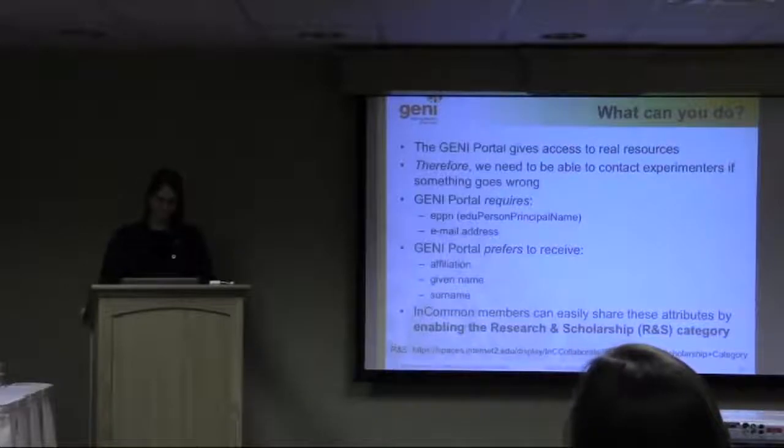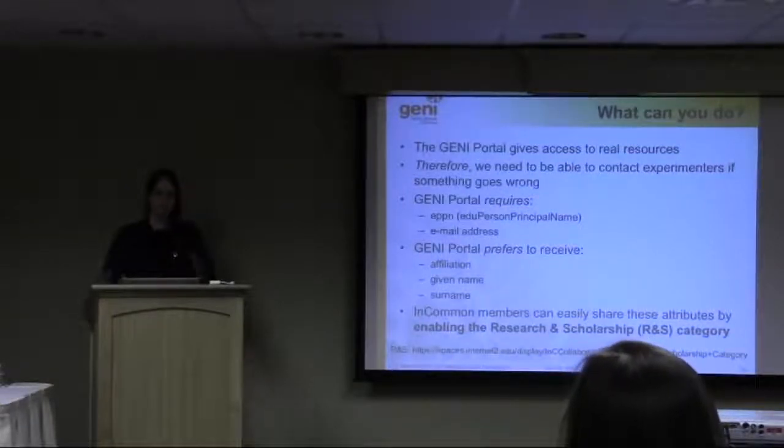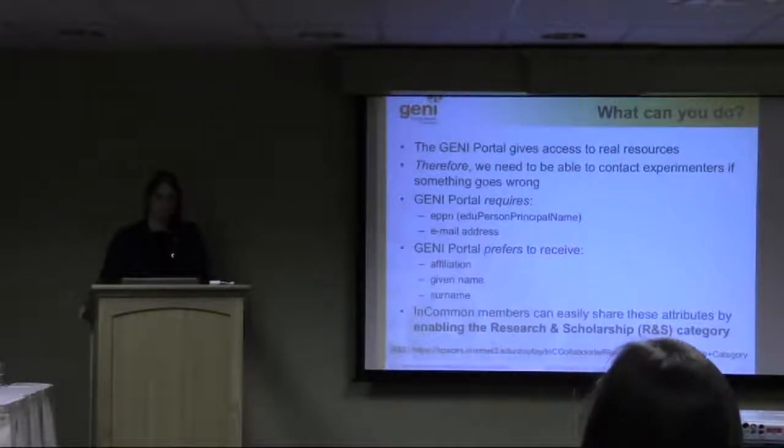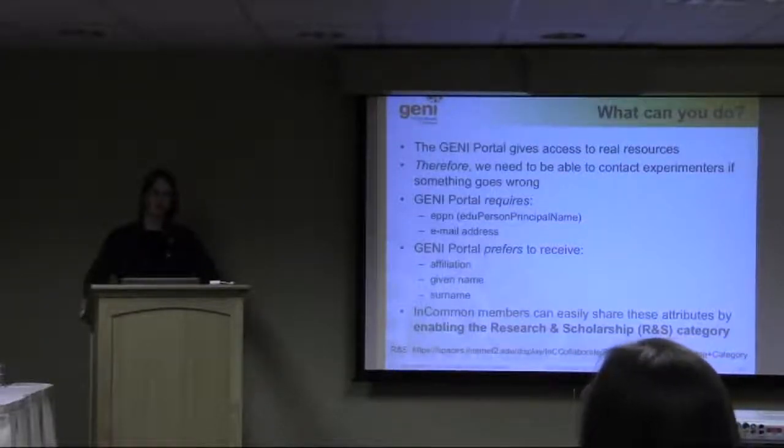Right. Good. So I said there were some caveats about information that we need from people. The portal gives access to real resources, therefore we need to be able to contact experimenters if something goes wrong. So there are 5 pieces of information we'd like, but 2 of them we really, really need from InCommon institutions. One of them is the EPPN, which is a unique identifier of a person, and their email address so that we can contact them if there's a problem. And we also like to receive your affiliation and your first and last name. This is easy to turn on, and InCommon has created this research and scholarship category, or R&S category. You can turn that on in your configuration and share these attributes, and that's a pretty seamless process.